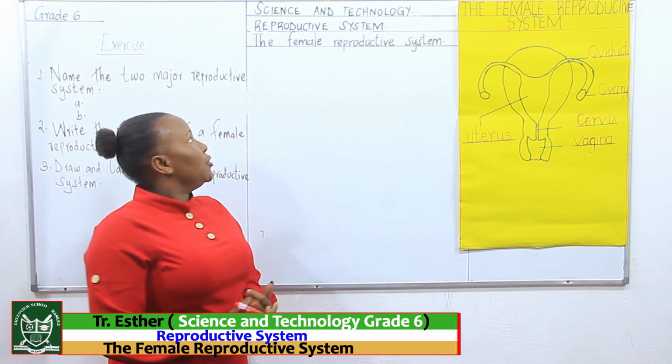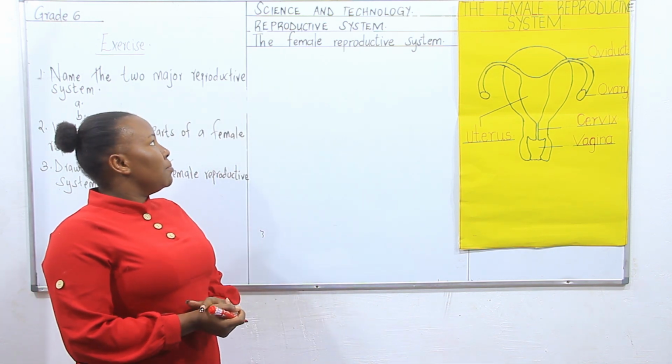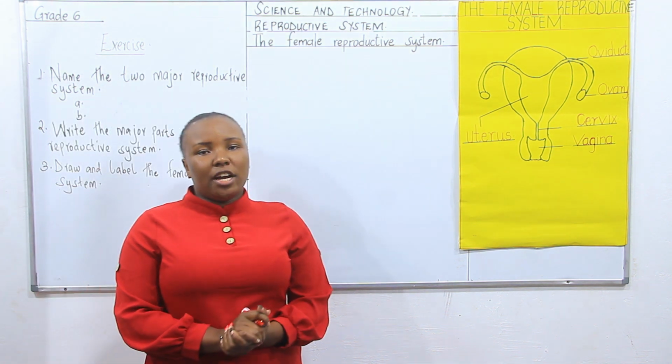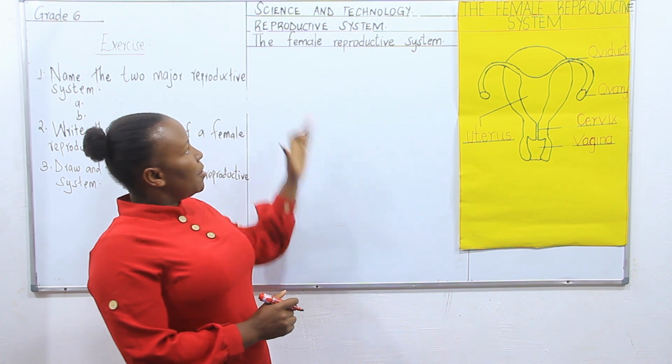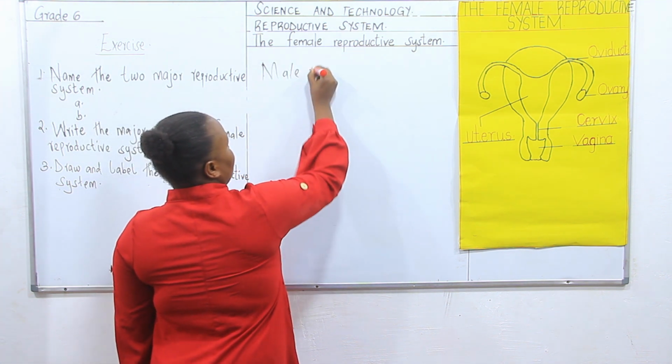I'm going to take you through Science and Technology, Grade 6. Our strand for today will be reproductive system, and our substrand will be the female reproductive system. We have two major reproductive systems, which is the female reproductive system and the male reproductive system.